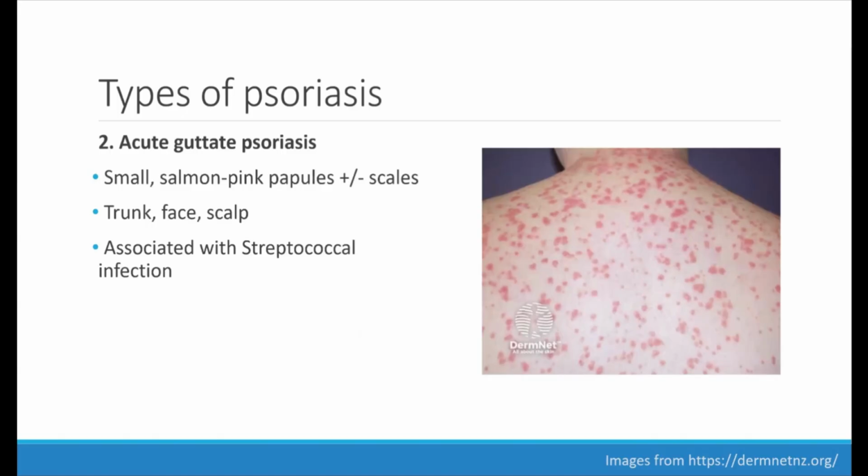The next type of psoriasis is acute guttate psoriasis. And here, it is often seen in young people, and they present with small salmon pink papules with or without scaling. This often affects the trunk, face, and scalp, and it is associated with streptococcal infection.